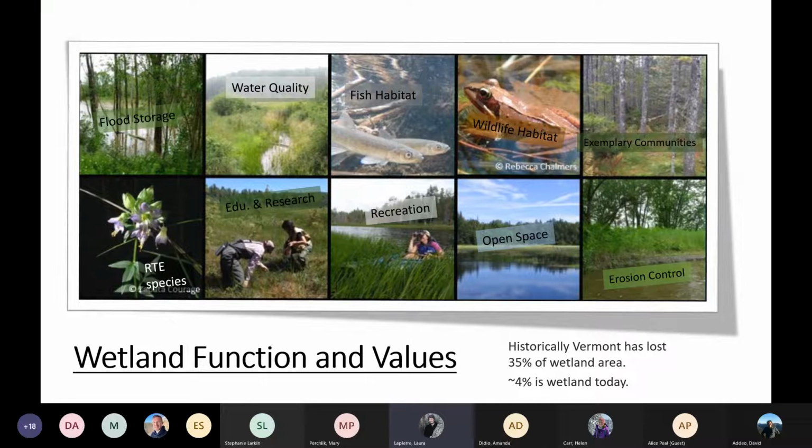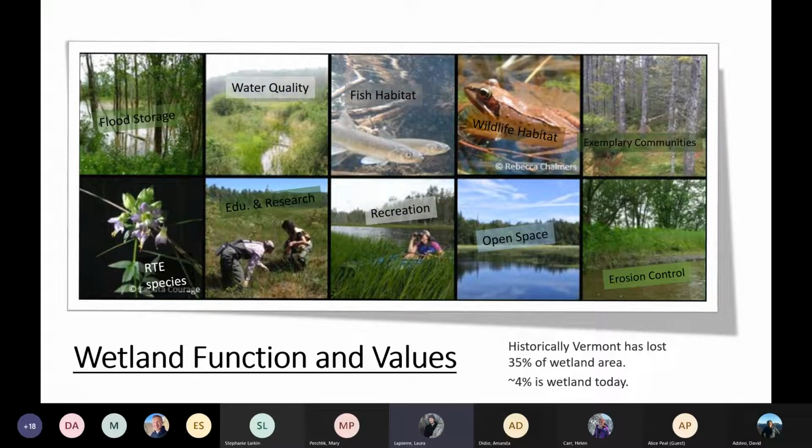Globally, this service is worth over $47 trillion annually, which is more than from forests, deserts, or grasslands. Peatlands store 30% of land-based carbon, which mitigates the effects of climate change. Over 50% of Vermont plant species are found in wetlands, and over 40% of rare, threatened, and endangered species in the United States rely on wetlands for survival.